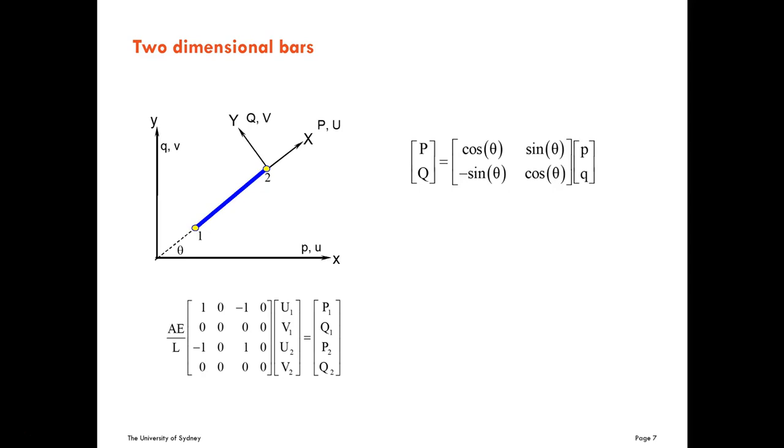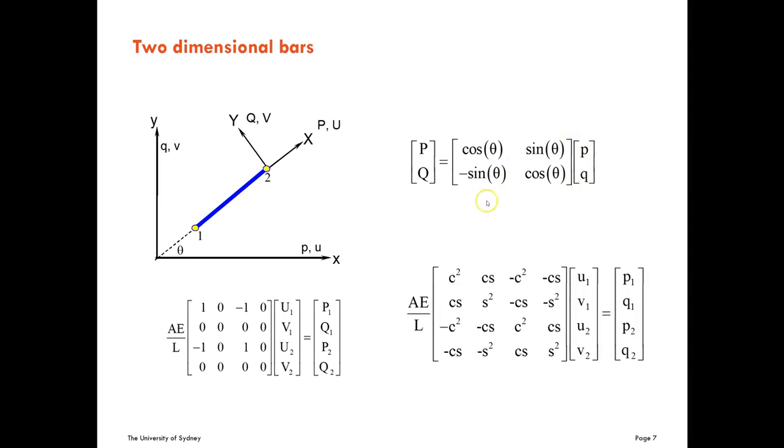So if you want to write these element stiffness equations in the global coordinate systems, you have to use these transformations. Theta is the orientation of the element, and this rotation matrix allows you to transform the loads in the local coordinate system into the loads in the global coordinate system.